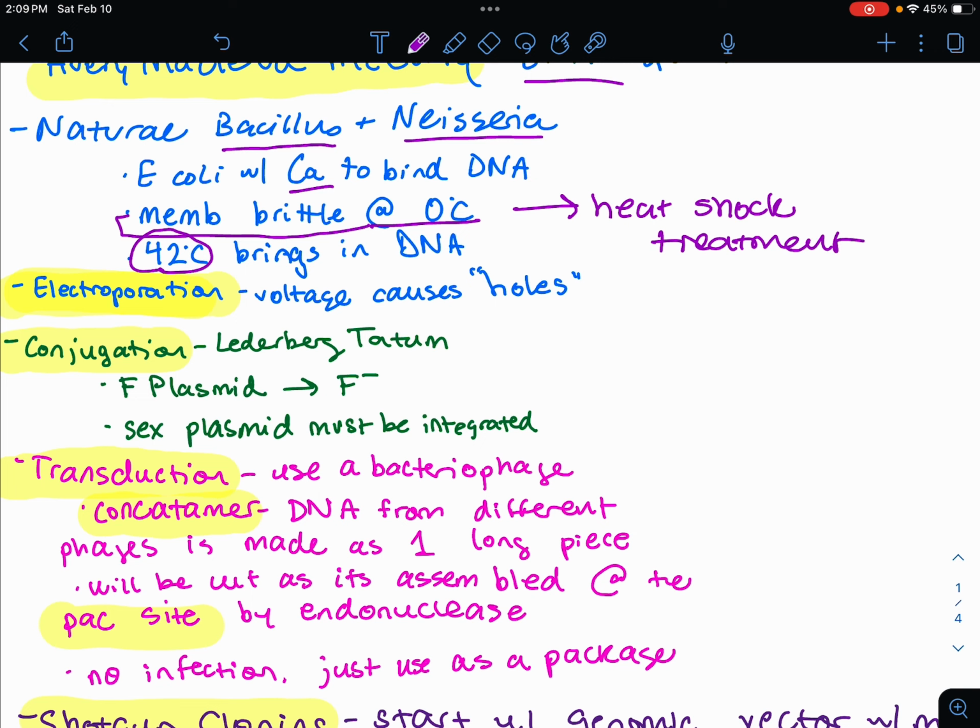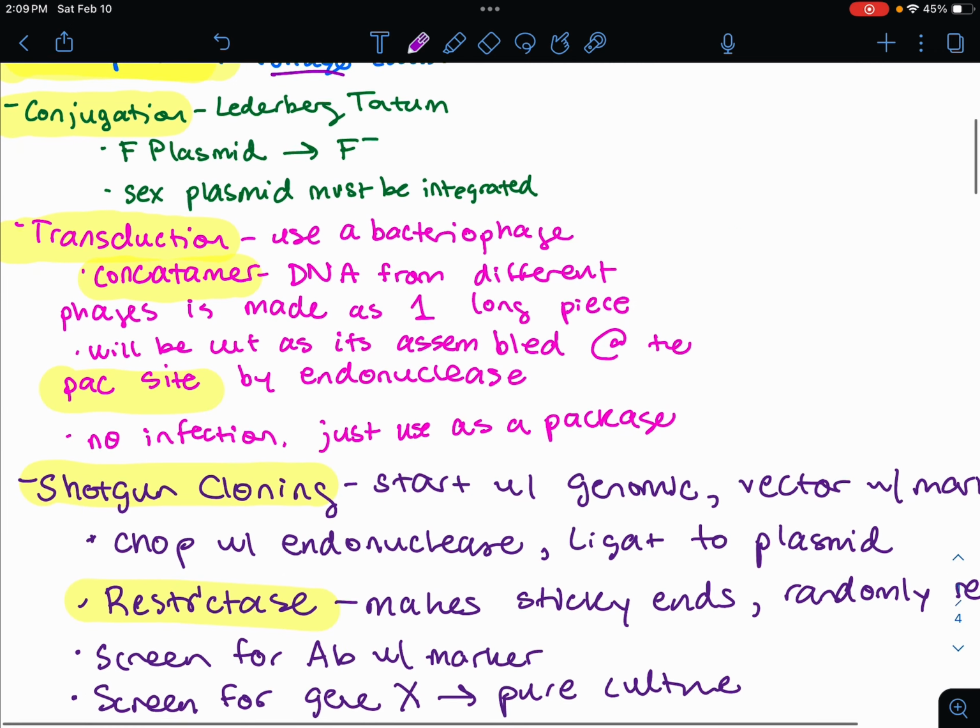We could also use electroporation, where we take electrical impulses at high voltage, and they create pores in the membrane of the bacteria to allow DNA to be taken in. We could also have conjugation.